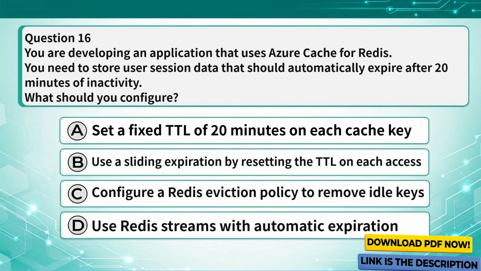Question 16. You are developing an application that uses Azure Cache for Redis. You need to store user session data that should automatically expire after 20 minutes of inactivity. What should you configure? A. Set a fixed TTL of 20 minutes on each cache key. B. Use a sliding expiration by resetting the TTL on each access. C. Configure a Redis eviction policy to remove idle keys. D. Use Redis streams with automatic expiration.